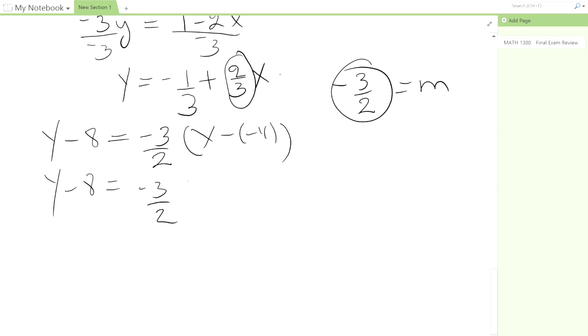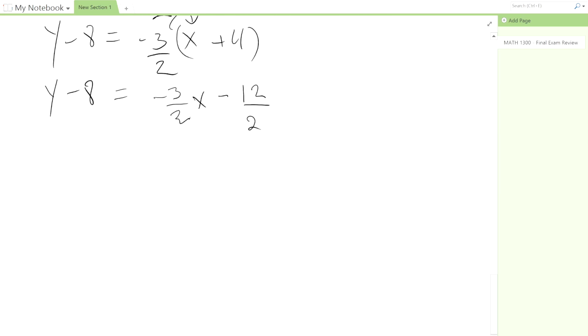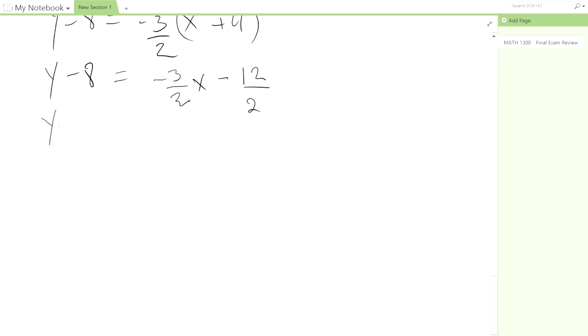So I get y minus 8 equals negative 3 over 2 times x minus negative 4. The minus and the negative sign become positive: x plus 4. Now we can go ahead and distribute the negative 3 over 2. Y minus 8 equals negative 3 over 2 x minus 12 over 2. Okay, y minus 8 equals negative 3 over 2x minus, this just becomes a 6.